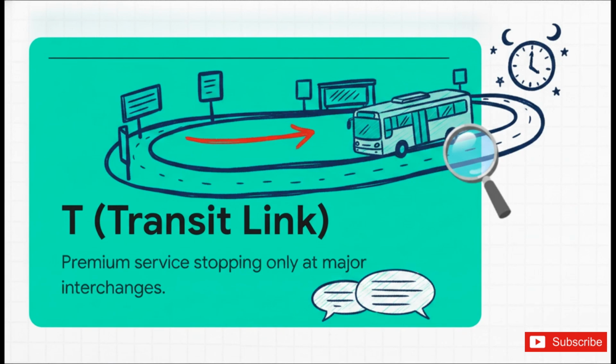Now, what if you see a T or an N at the front? Well, these are functional prefixes, and they tell you about the service level. A T stands for Transit Link. This is a premium, much faster service that only stops at major designated interchanges. It totally skips the little stops. An N, on the other hand, stands for After Midnight. These are dedicated, late-night weekend services designed specifically to give people a safe, reliable ride home after a night out.